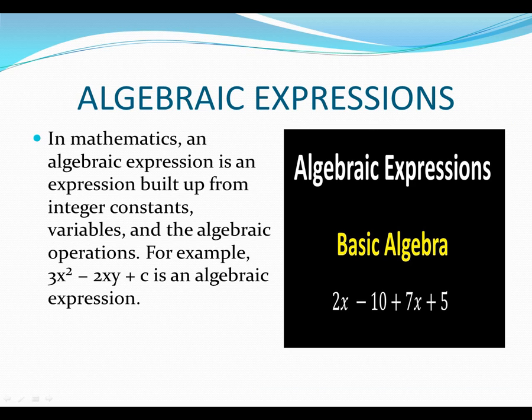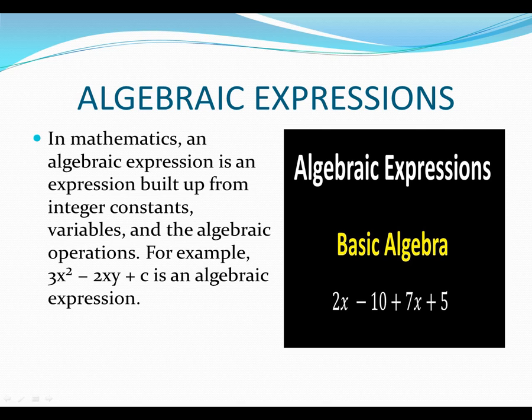So here are algebraic expressions. In mathematics, an algebraic expression is an expression built up from integers, constants, variables and algebraic operations. So when we combine these things, in this example 3 and 2 are the integers, this is the positive integer and this is the negative integer. The variables are x and y, and the algebraic operations are minus and plus. So if we combine all these things, we make an algebraic expression.